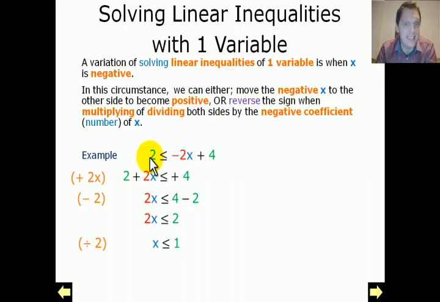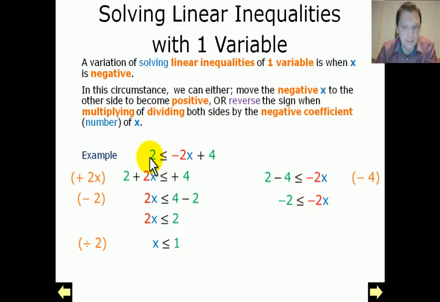Now I'm going to show the other way of doing this, where I'm not going to move 2x from this side. Something different will happen when I get towards the end. So I'm going to subtract 4 from both sides to remove my plus 4 from the right hand side. This becomes negative 2 is less than or equal to negative 2x.